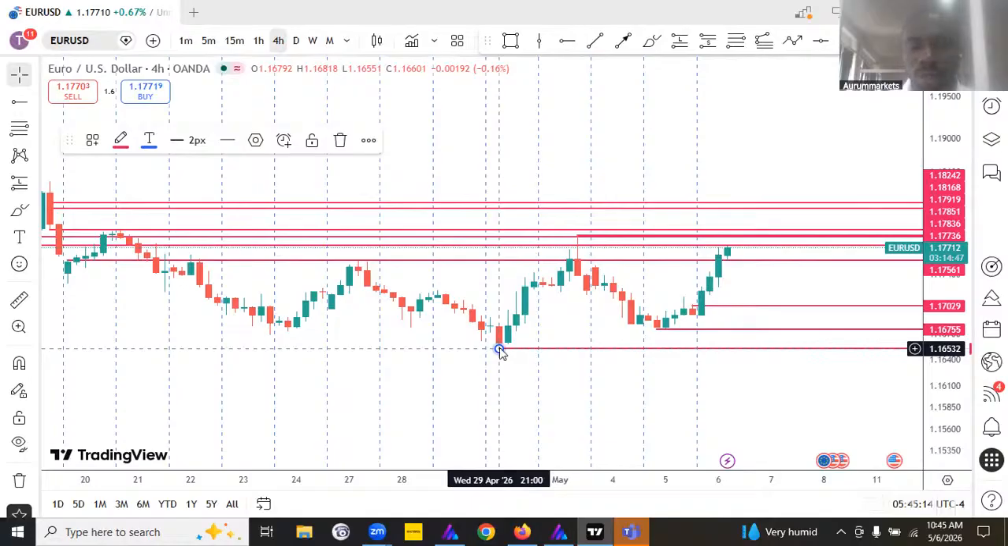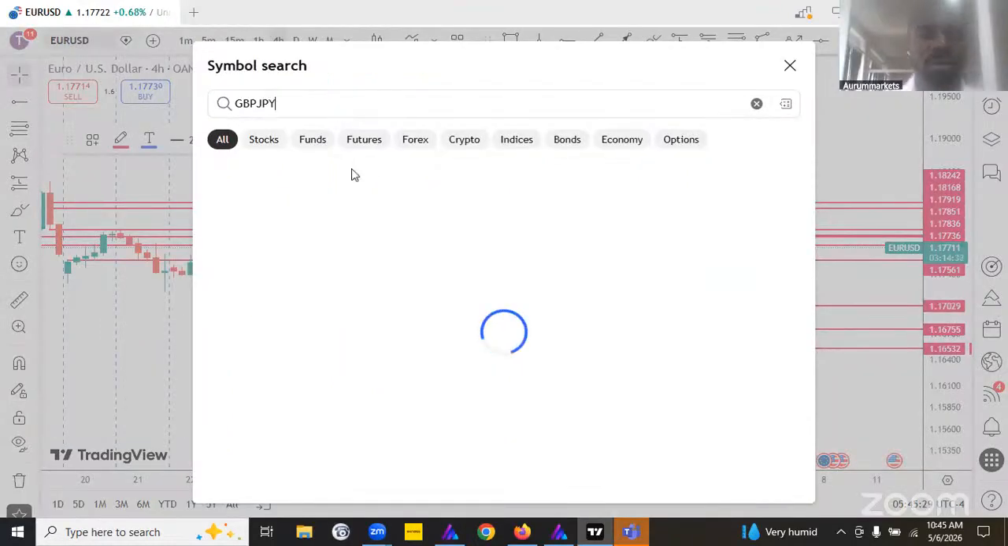Okay, so we're done with GBP USD and Euro USD. Let's see GBP JPY.